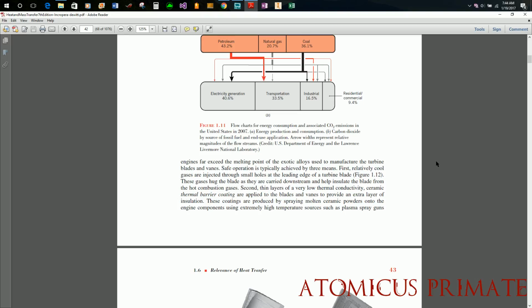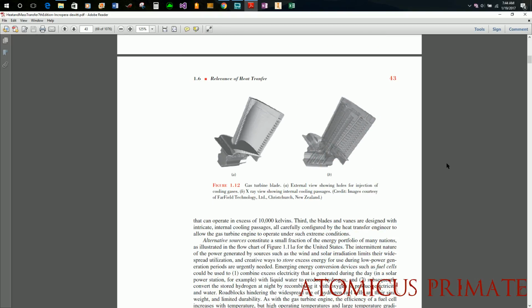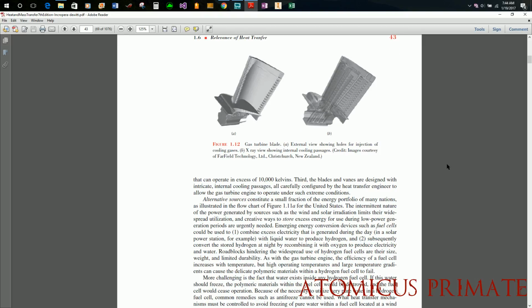Second, thin layers of very low thermal conductivity ceramic thermal barrier coating are applied to the blades and vanes to provide an extra layer of insulation. These coatings are produced by spraying molten ceramic powders onto engine components using extremely high temperature sources such as plasma spray guns, that can operate in excess of 10,000 kelvins. I thought we said high temperatures were a problem for these pieces. Third, the blades and vanes are designed with intricate internal cooling passages, all carefully configured by the heat transfer engineer to allow the gas turbine engine to operate under extreme conditions.